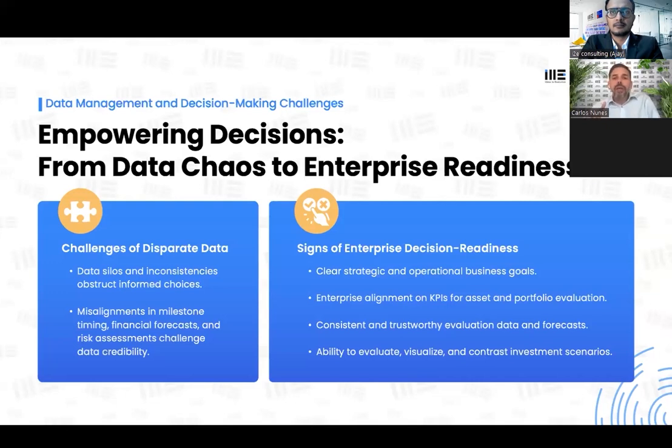We want to make sure that the enterprise has clear strategic and operational business goals. We want to work with our partners, our clients, to ensure that they are aligned on how they think about the value measurements for their investments, both at an asset level and on an aggregate portfolio level. So each of our asset investment evaluations should naturally roll up into a portfolio view.